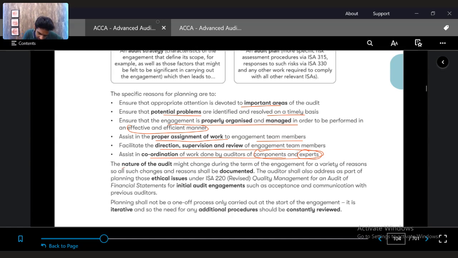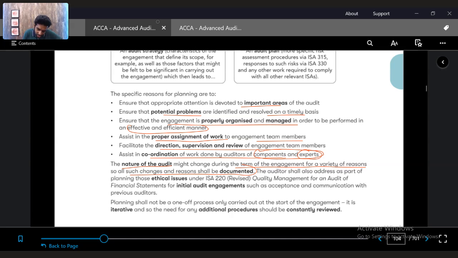So the nature of the audit might change during the term of the engagement for a variety of reasons. All such reasons shall be documented. Whenever you start the audit, the nature of the audit might change because new things will come to light. When you go to a client and tell them what our fees are, you might say, we have understood the client, we have done the preconditions, and it was a less risky client. The moment you start auditing the company, you will feel that the work is more.